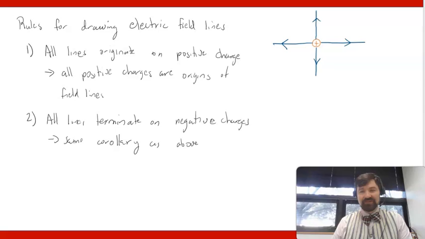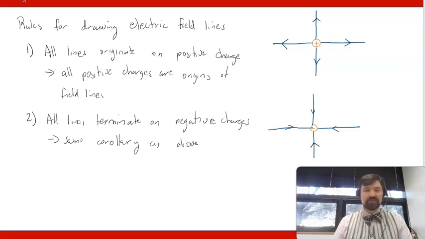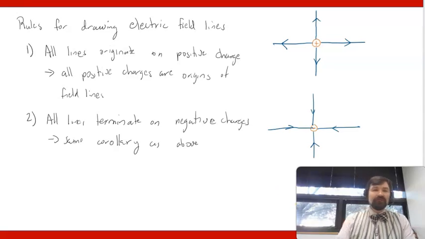If I wanted to have a minus charge, my field lines would basically look like this. Instead of radiating out, they kind of radiate inward. So the arrows point towards the charge instead of away from the charge. So that right there would represent a negatively charged particle. Okay.